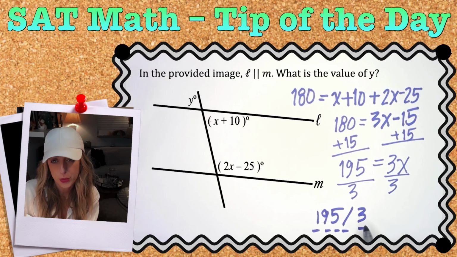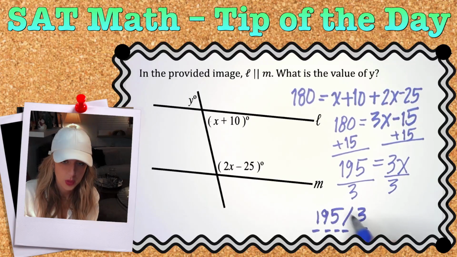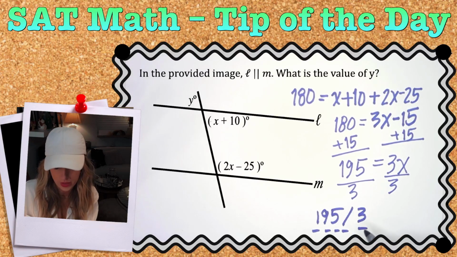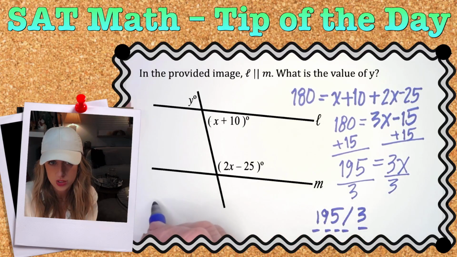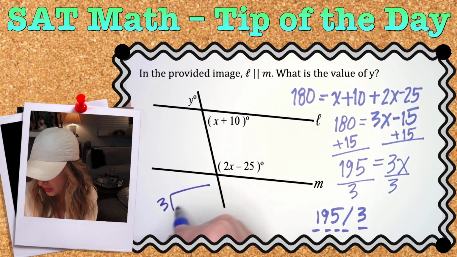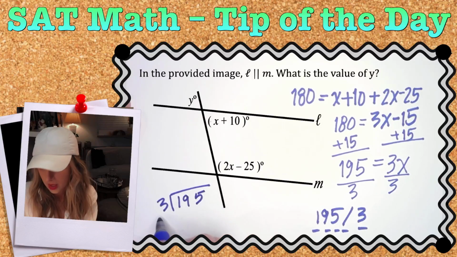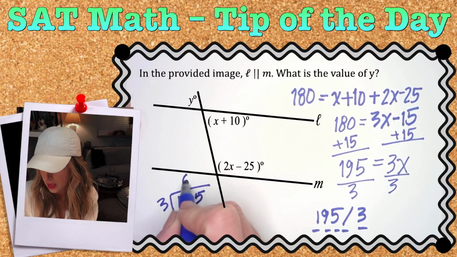6 is divisible by 3. That means it's a trick that 195 is also divisible by 3. So I'm going to do a little long division. Let's just pop over here. 3 dividing into 195. It does not go into 1. It does go into 19 6 times.